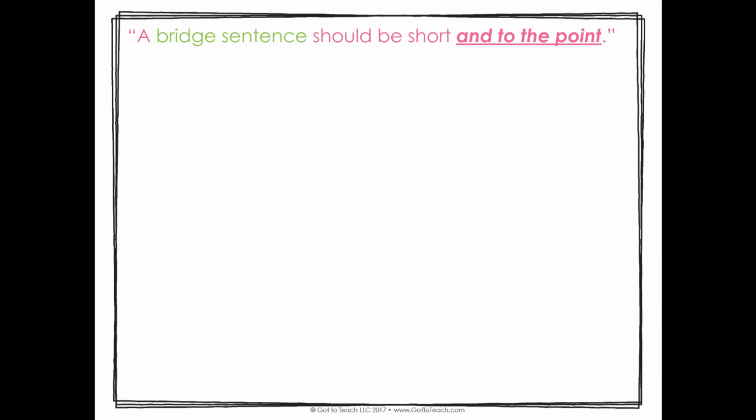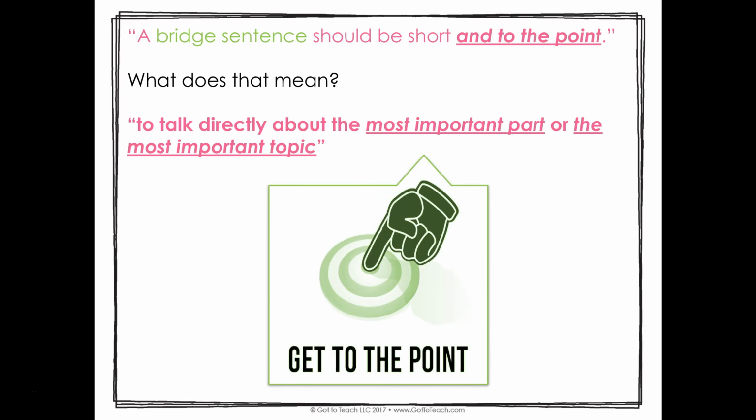So a bridge sentence should be short and to the point. What do we mean by to the point? To the point means that you're talking directly about the most important part of something or the most important topic. So if we say get to the point, we mean we really only care about the most important stuff. Don't tell me about the extra things. Tell me about what's most important. So the bridge sentence should be short and it should be the things that are most important.